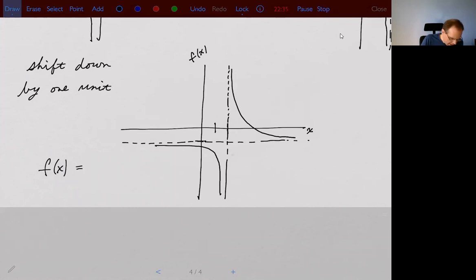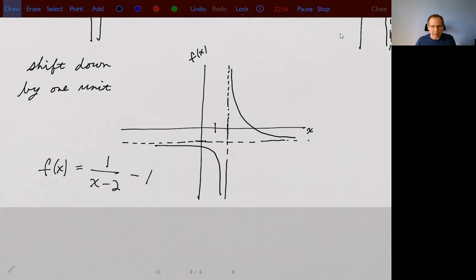So now the actual equation, right, is, well, I previously had 1 over x minus 2, right? That was shifted to the right by 2. And then how do I shift down by 1? Well, remember, you have to subtract 1 from the entire function. So then I would do minus 1. And then it shifted down by 1 unit. Okay.